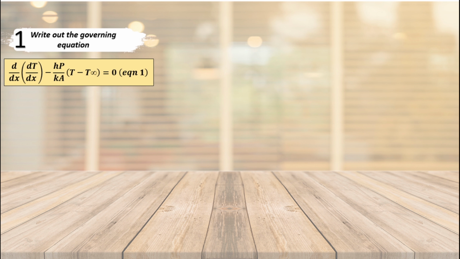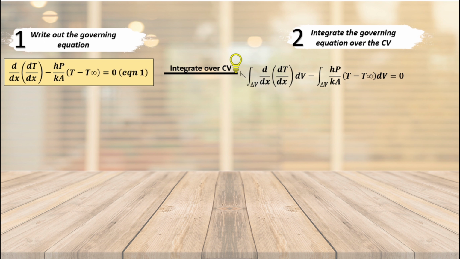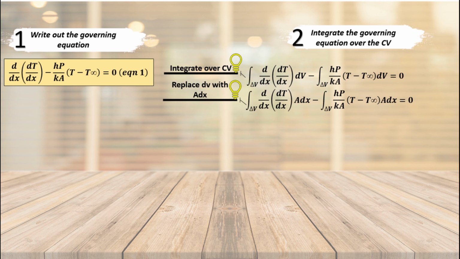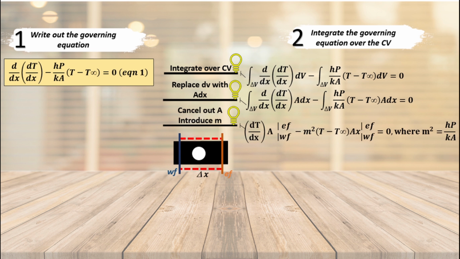So in this case, we're just going to use our general 1D steady state fin equation. And to integrate, it's also very straightforward. We just add our integration sign and then add dV to each term, and recognize that we can replace dV with area times dx. Then we can perform our integration from the west face to the east face. Notice that the areas can be canceled out, and we're also replacing this hP over kA with m squared to make the equation look cleaner.